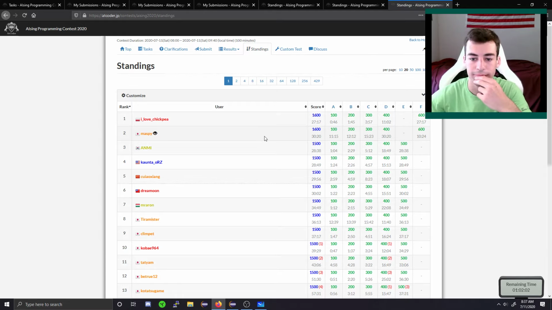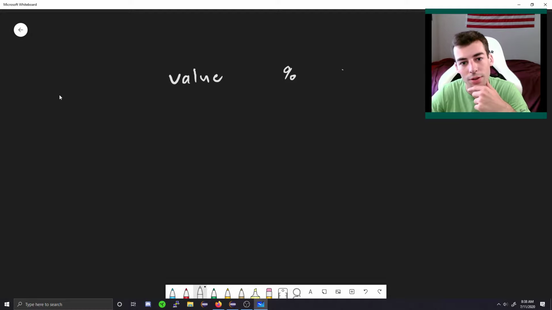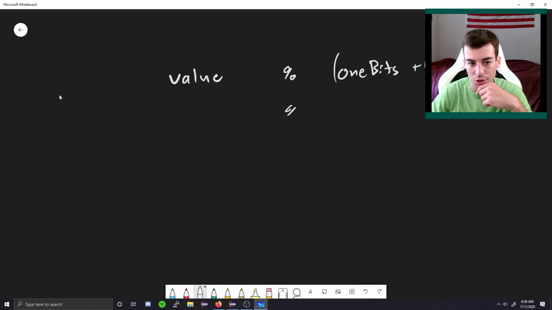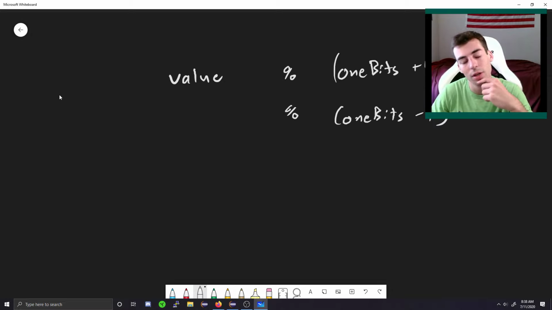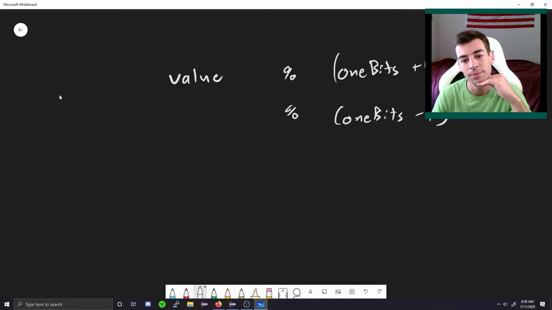So for this problem, for D, it should be pretty straightforward, I think. So we're going to need a couple things. We need to store the value modulo 1 bits plus 1. And we also need the value modulo 1 bits minus 1. Assuming 1 bits isn't 0. Yeah, but just be careful there.